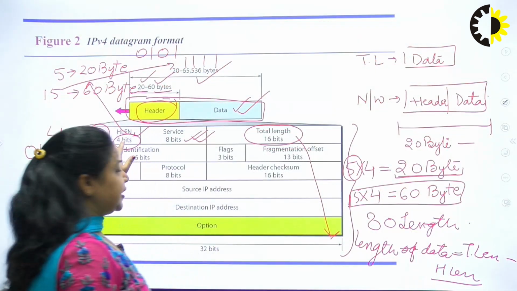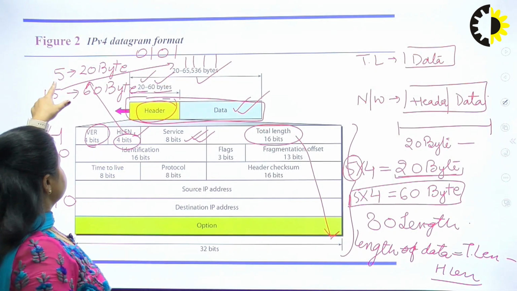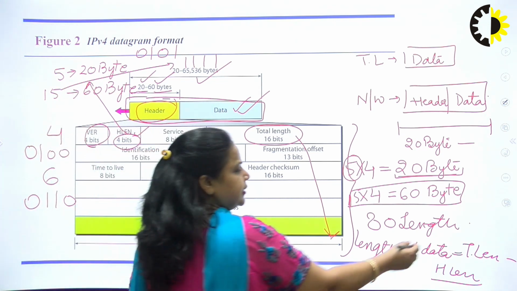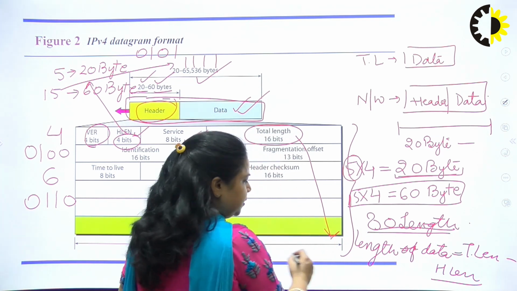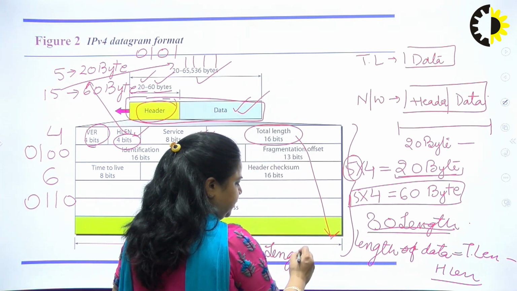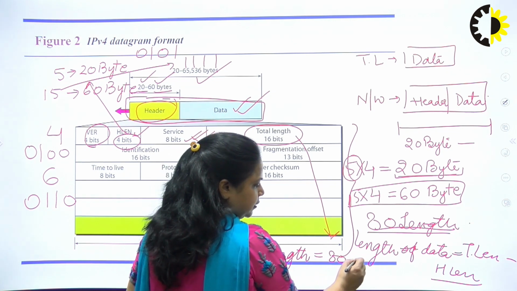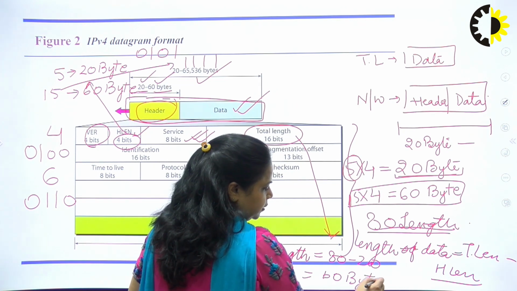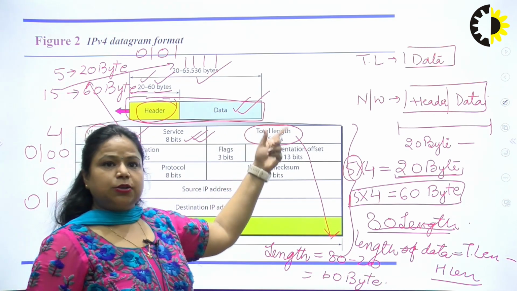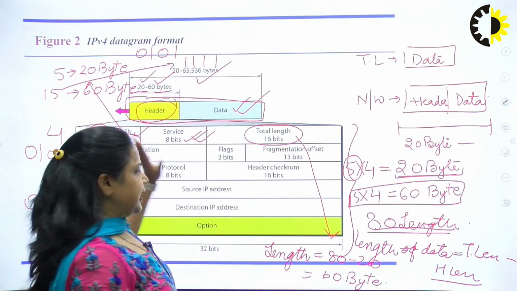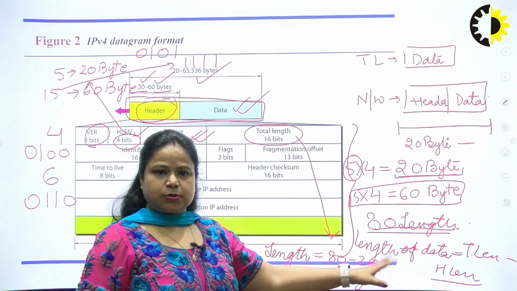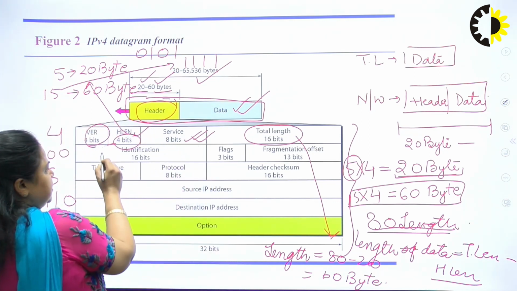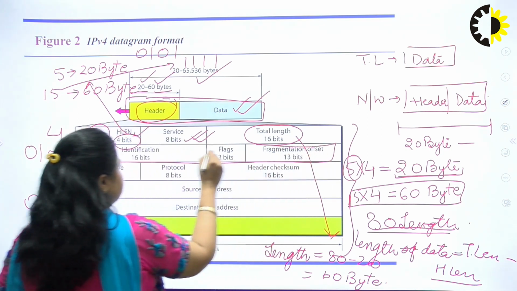If we are getting the header length from this parameter, the value is either 5 or 15. If the value is 5, it means it is 20 bytes long. So out of that 80 bytes, the length of data is equal to 80 minus 20. How much are we getting? 60 bytes of data length. So this indicates the total length, out of which you can easily calculate the header length as well as the data length.